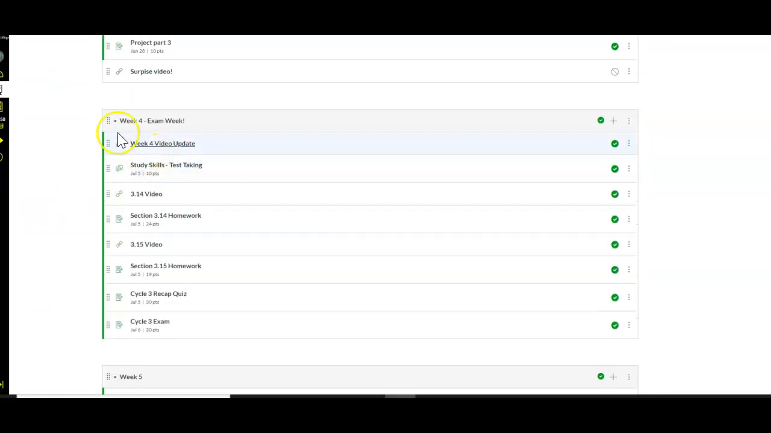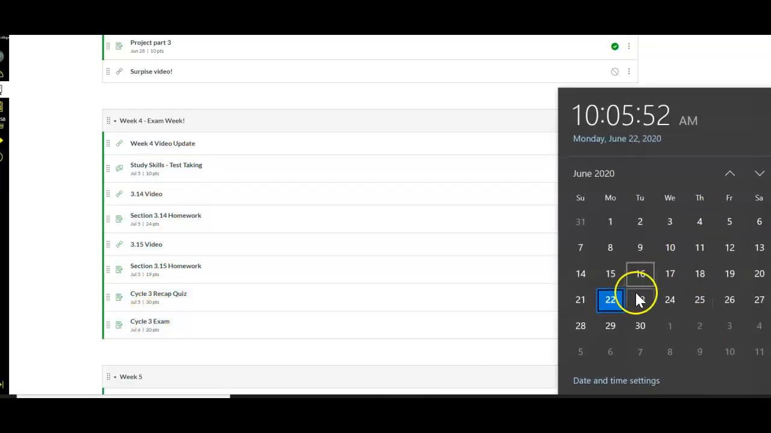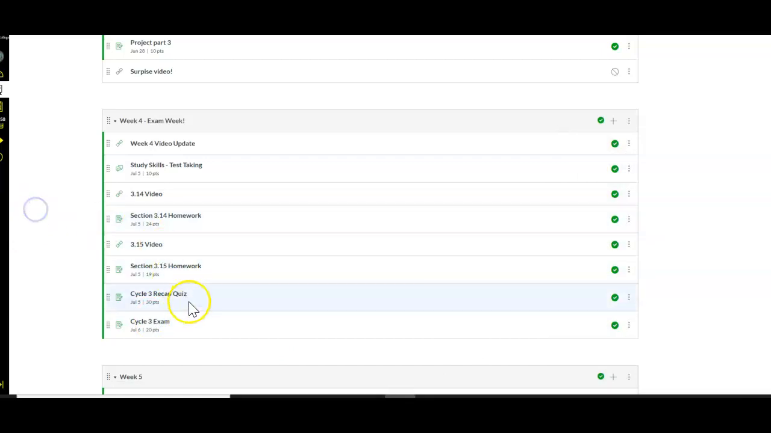Week 4, that is next week. There are a couple assignments, a recap quiz, and then our first exam, currently set up to be due Monday, July the 6th. So that is something that's on the agenda coming up relatively soon. We'll talk more about that as the time comes around.